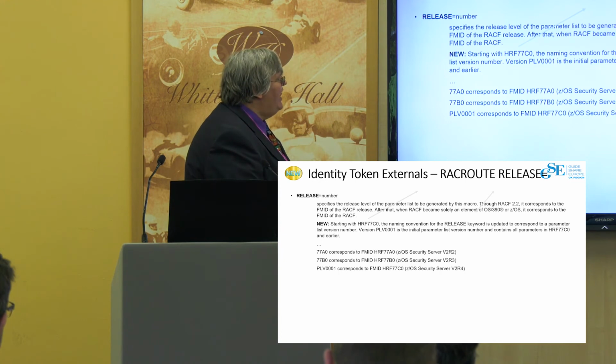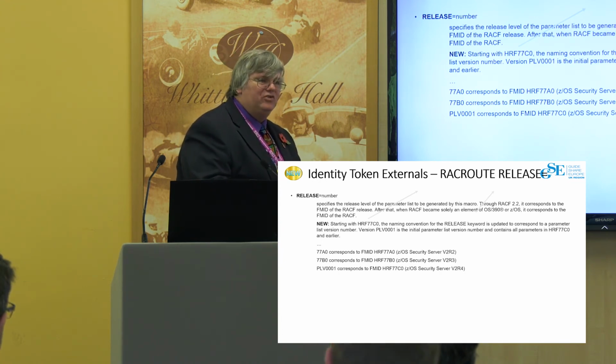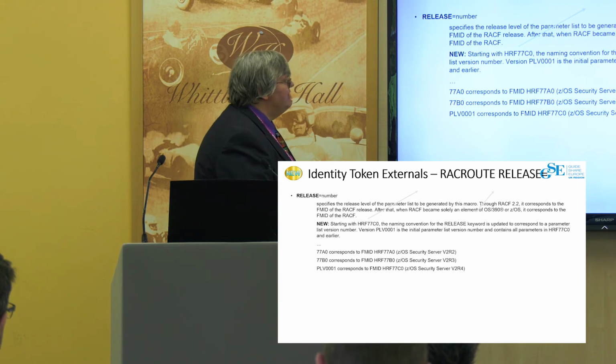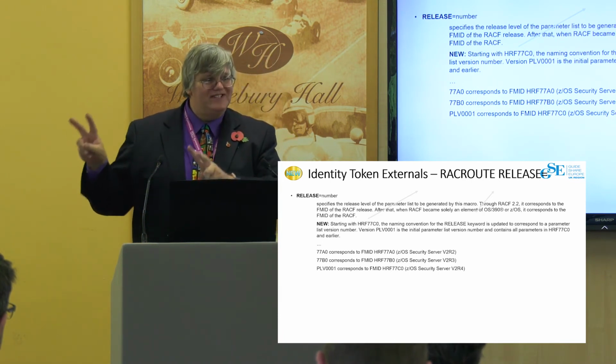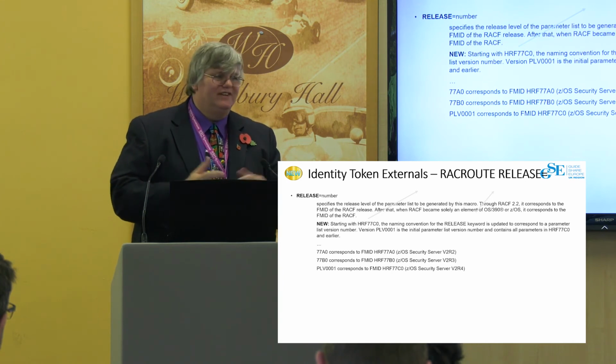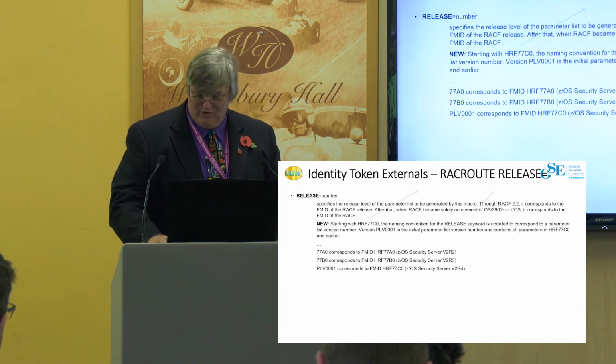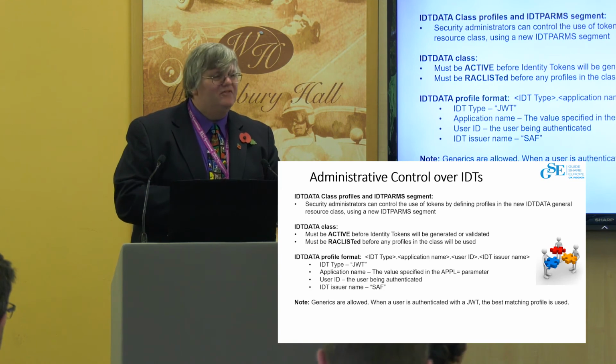So PLV001 is the RELEASE= value that we will use for any of the new RACF functions. When we introduce a new one, it'll be PLV002. We're divorcing the RACF release from the z/OS release because we're in the continuous delivery world. What fun we're having with that.